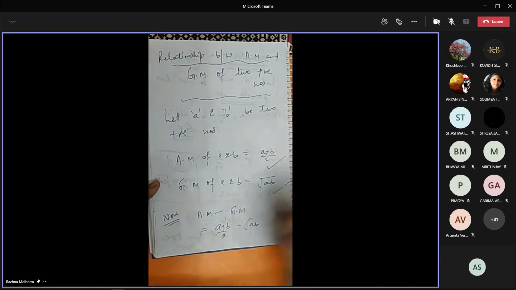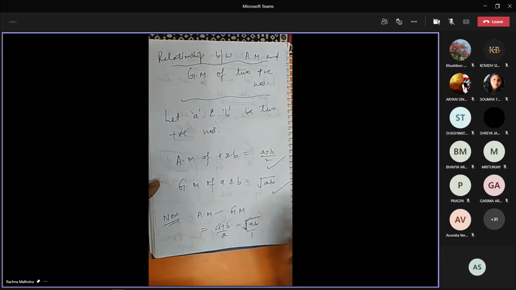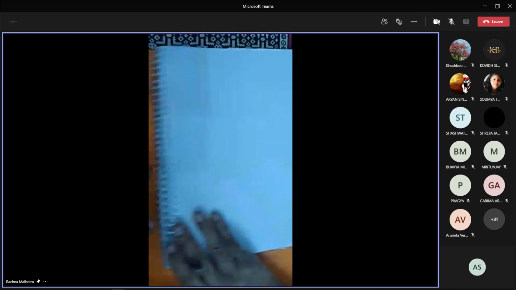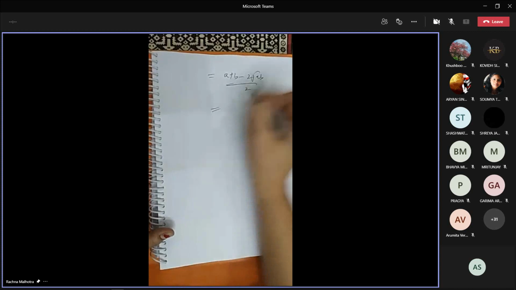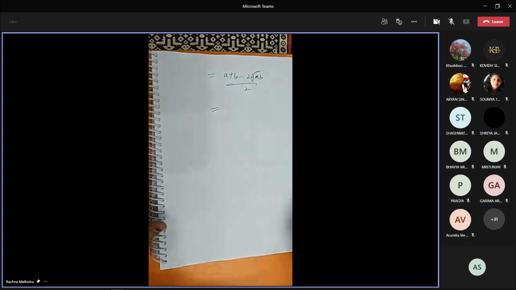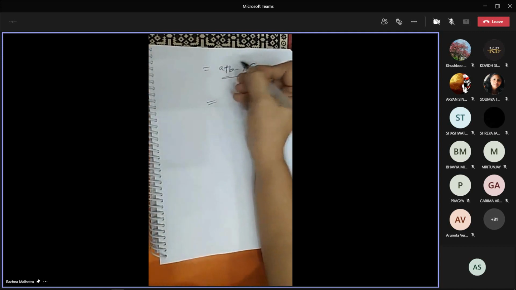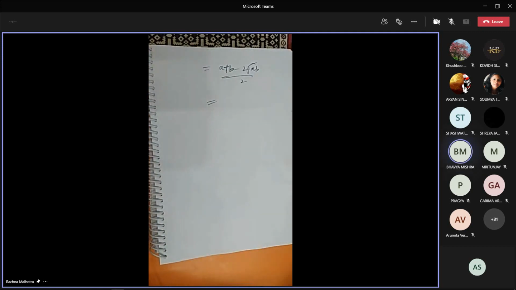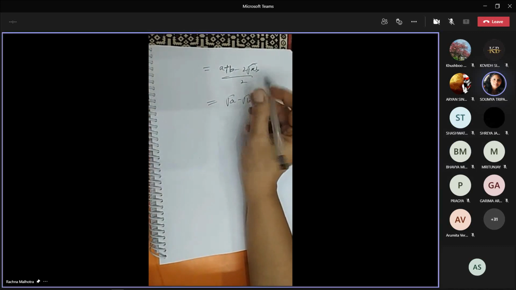Can we write it as? Understood or not? Now if you take its LCM, it will become, what can we write in the numerator? Please reply. We are getting a formula in the numerator. Root A minus root B whole square, it should be minus now.